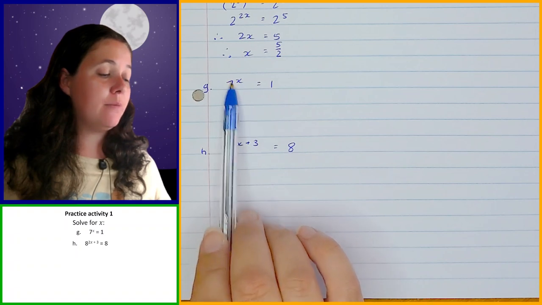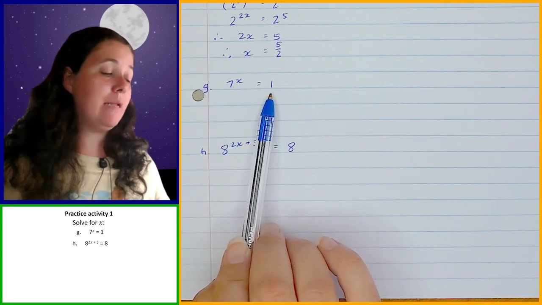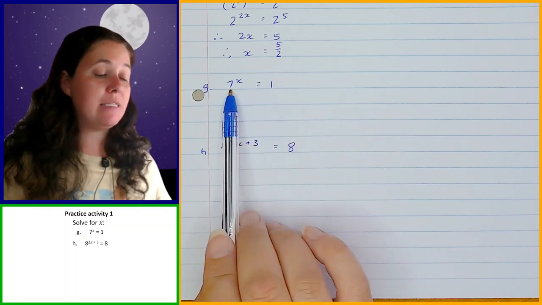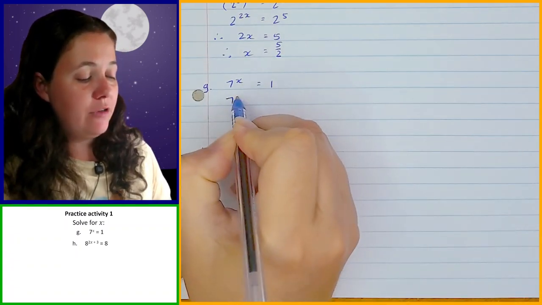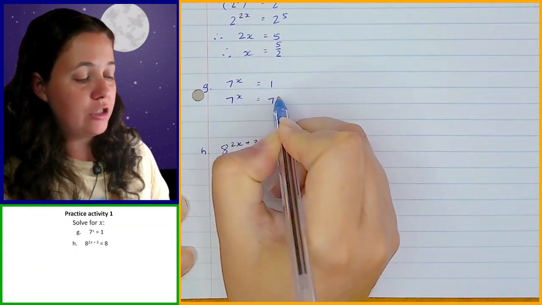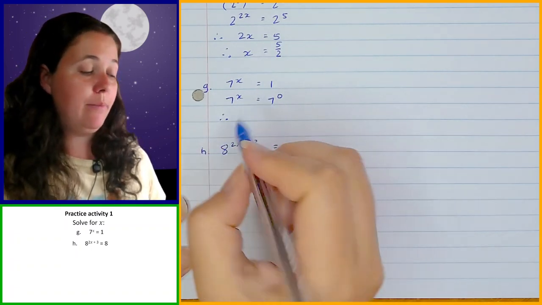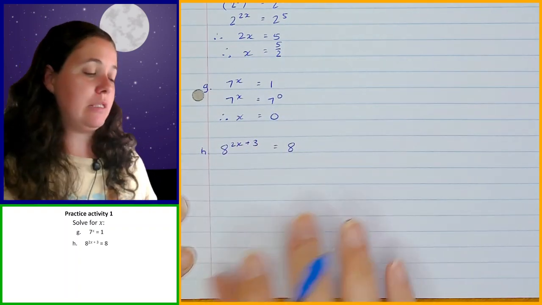So over here, I need to have a base of 7. If I've got it equal to 1, remember, anything to the power of 0 is 1, so I can make my base 7 and just have a power of 0. So this is going to be 7 to the power of x equals 7 to the power of 0. Therefore, when I drop my bases, which are now the same, that gives me x equals 0. And I don't need to do anything else there.